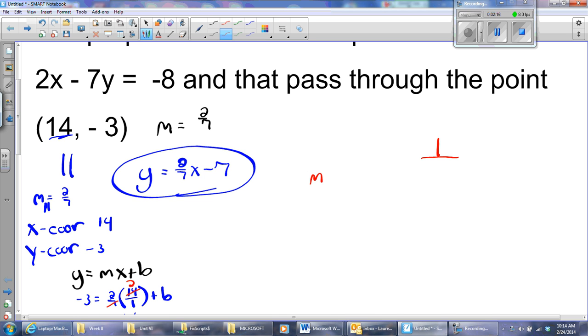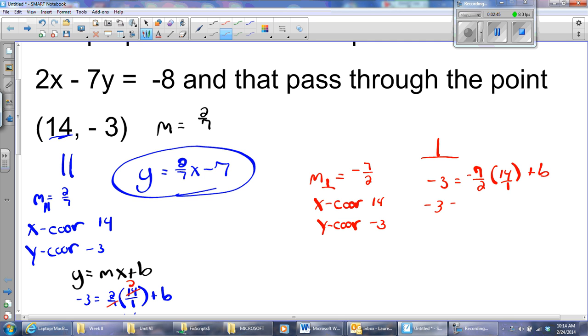So for the perpendicular slope, I use the reciprocal, and I change the sign. The x-coordinate is still 14. The y-coordinate is negative 3. So I'll fill everything in. Negative 7 over 2 times 14 plus b. Maybe I'll do 14 over 1 there.